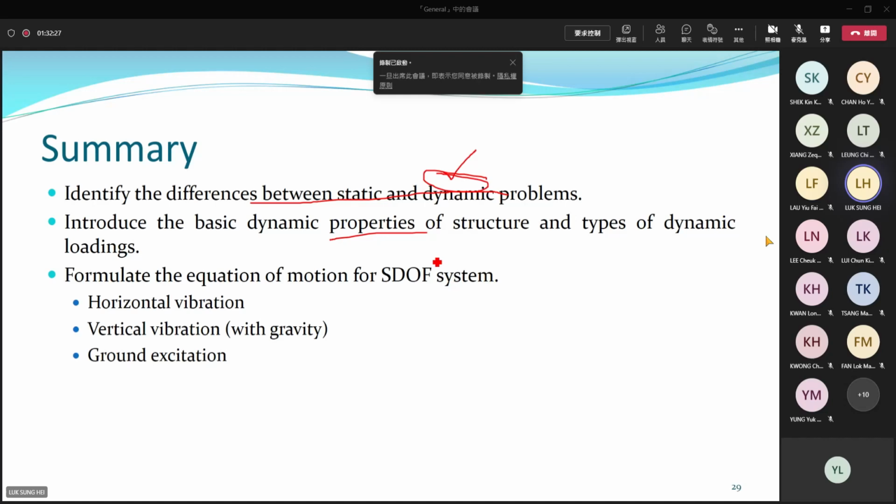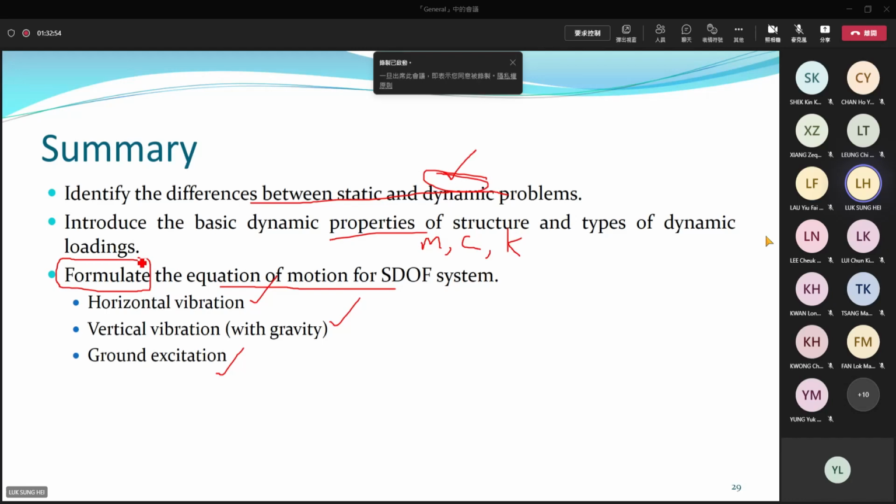For a single degree of freedom system, we have M, we have C, we have K. They're used to describe the system properties, MCK. And then finally, we formulate the equation of motion for a single degree of freedom system under different conditions. Horizontal vibration, vertical vibrations, and finally, we consider ground excitations. These are all things we mentioned in this chapter. Formulations.